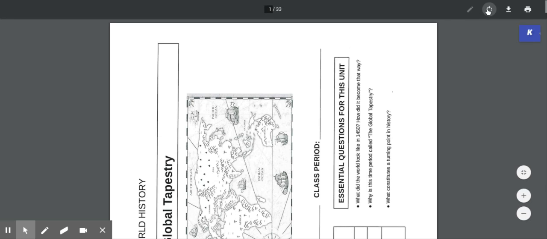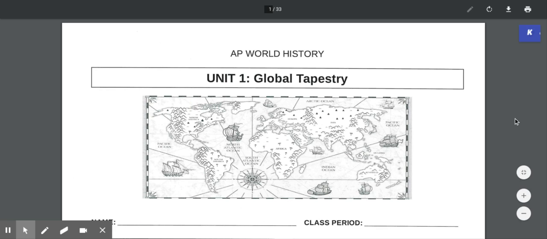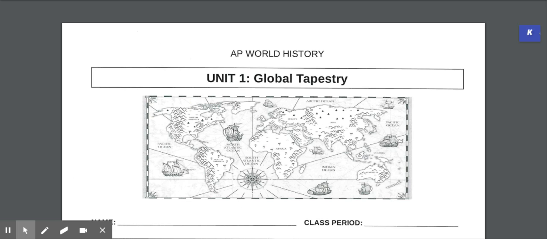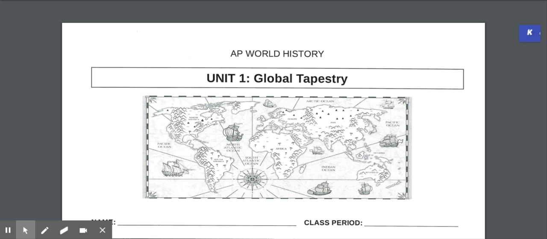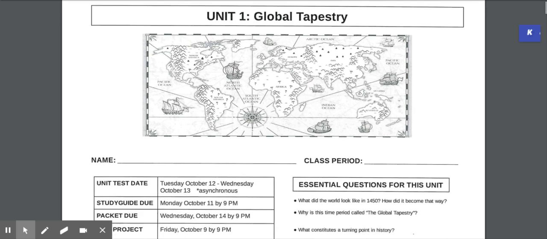Our unit packet will be, again, the backbone for this unit. So if you have any difficulties finding the materials, it will likely be in this packet. If you download the packet from Google Classroom and open it in a new window, you can use this function over here to turn it right side up, or whichever direction you need to see it from.